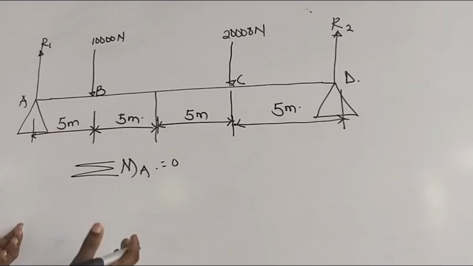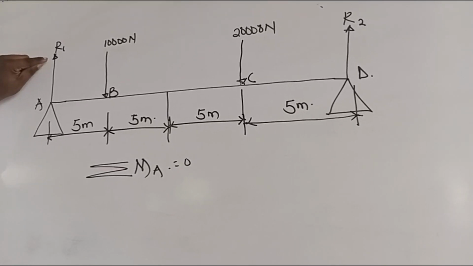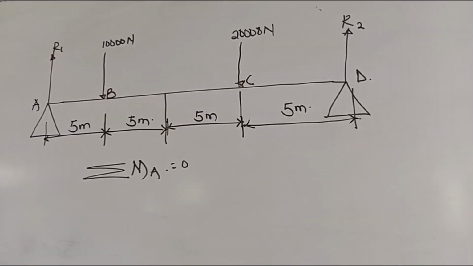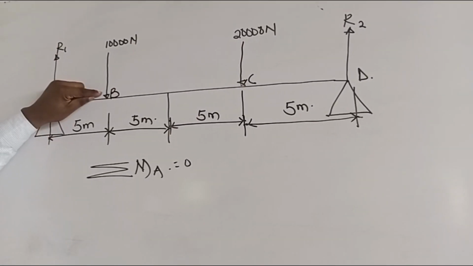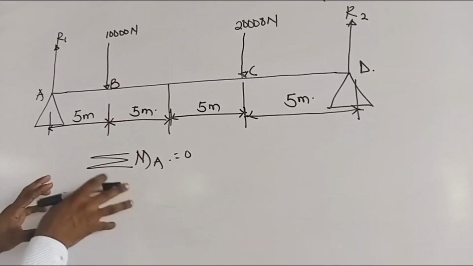Total upward force equals total downward force. So from the figure, who are the upward forces? R1 and R2 are the upward forces. Who are the downward forces? 10,000 and 20,000. So how do we put that in statements?